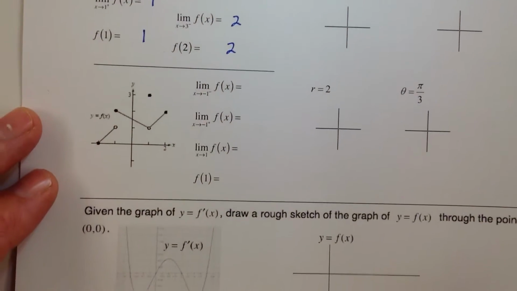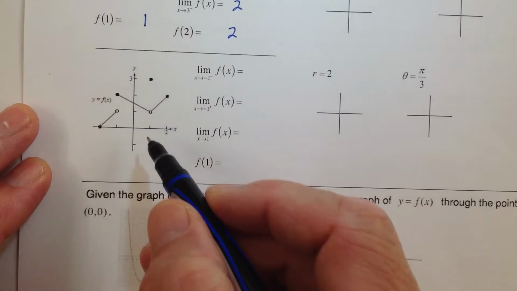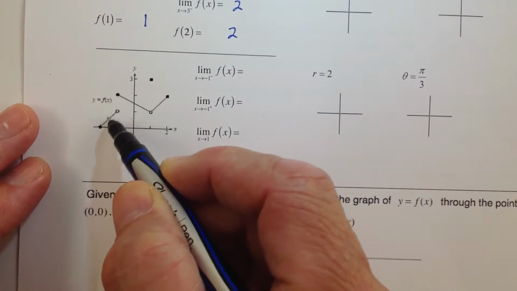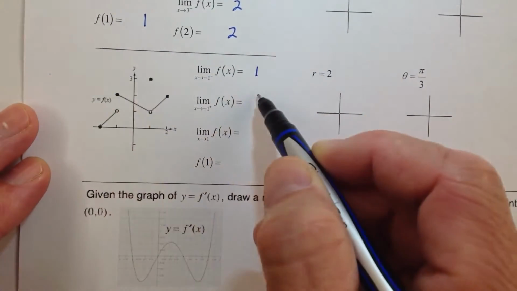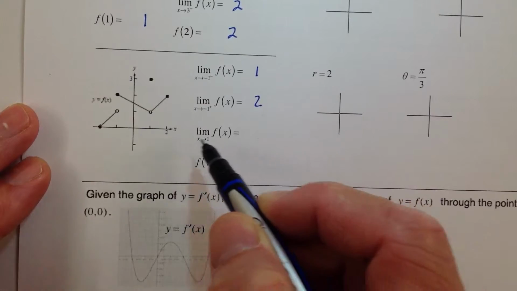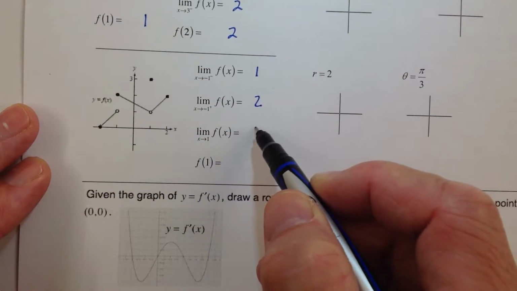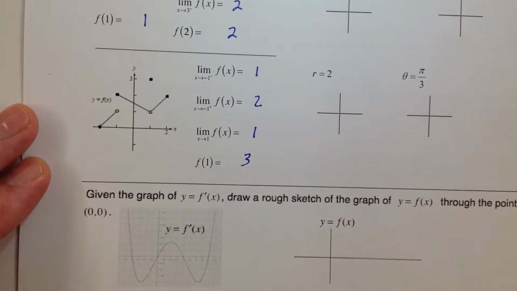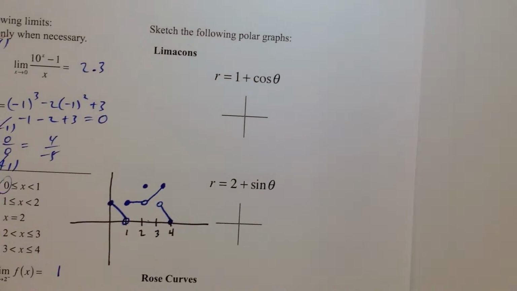Alright. And then this one right here already is the graph, so it's easy to look at here. As x approaches -1 from the left, the y values are approaching 1. As x approaches -1 from the right, the y values are going to 2. As x approaches 1, the y values from both sides are going to 1, but f of 1 happens to be 3. Okay, and then let's move on up here to the limacons.